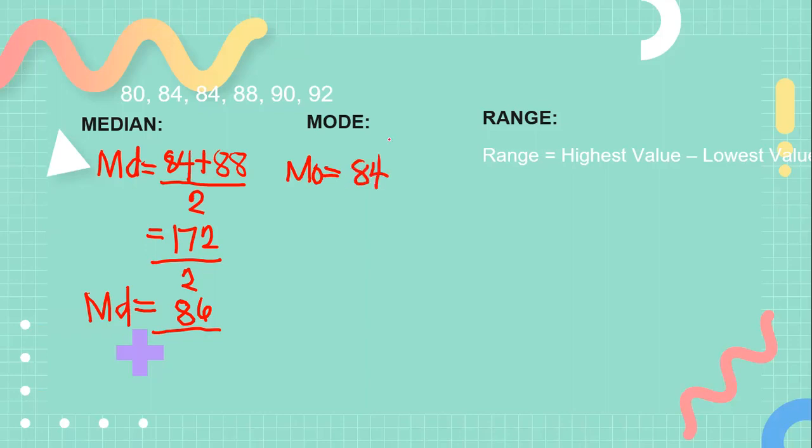Now, for the range, class: highest value minus the lowest value, right? So, range is equal to 92, our highest value, minus the lowest value, which is 80. So 92 minus 80 is equal to 12. So meaning, class, our range is 12. Very good.